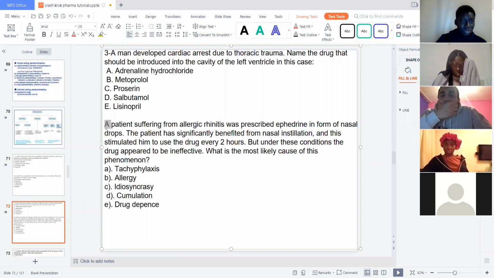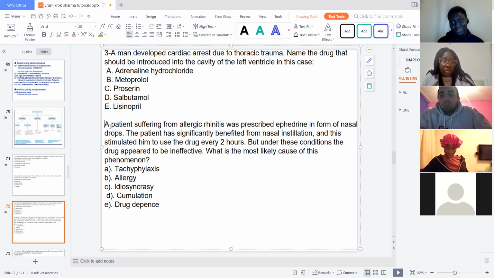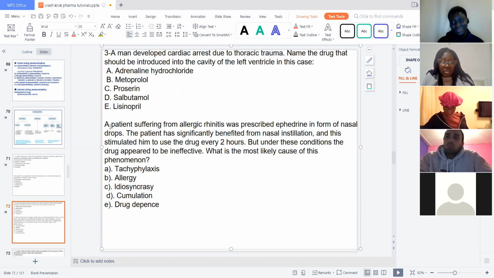Timmy, your question. A patient suffering from allergic rhinitis was prescribed ephedrine in the form of nasal drops. The patient significantly benefited from nasal instillation, and this stimulated him to use the drug every 2 hours. But under these conditions, the drug appeared to be ineffective. What is the most likely cause of this phenomenon?